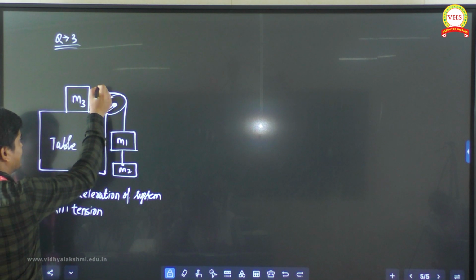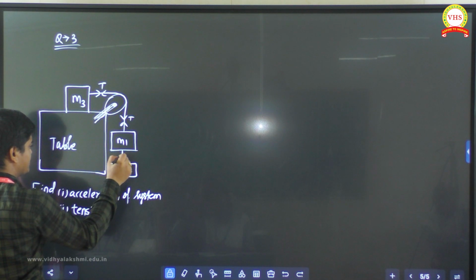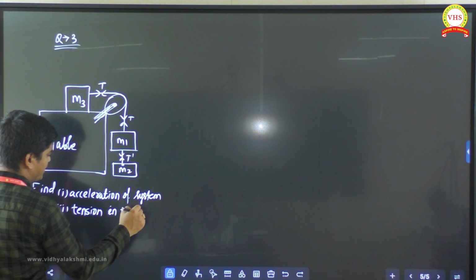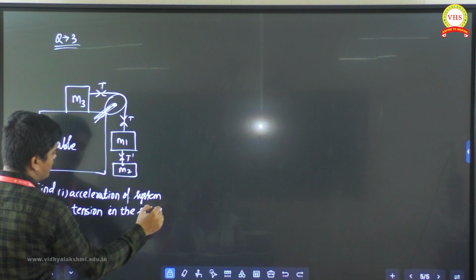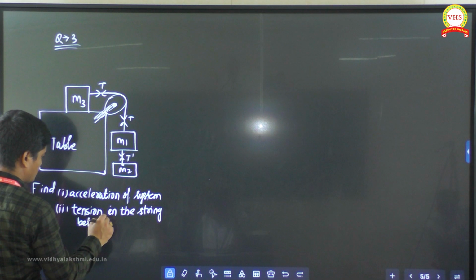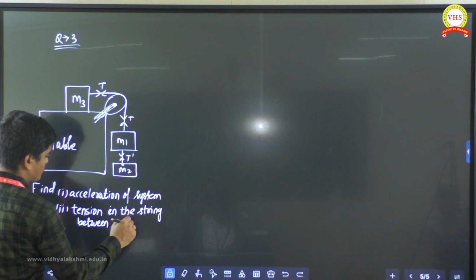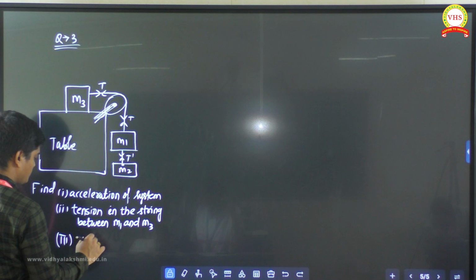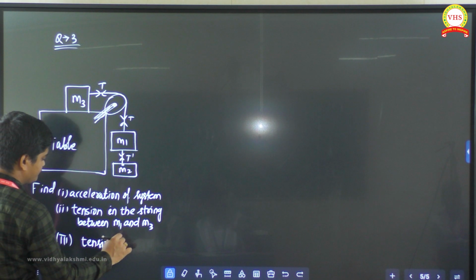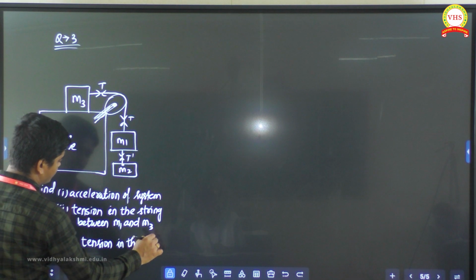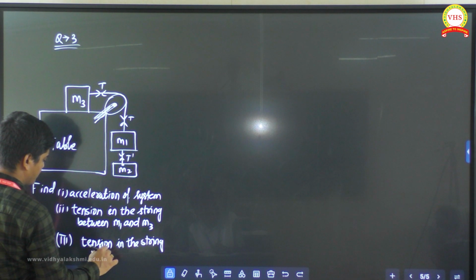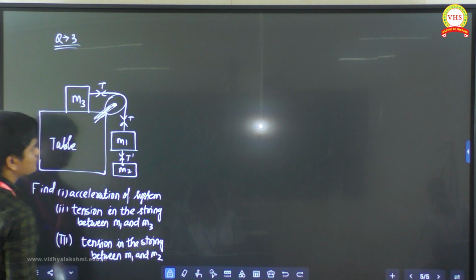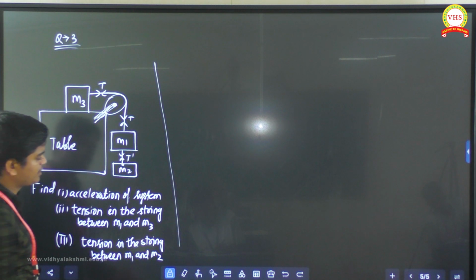First string tension, let's take T, and another is T prime. So the tension in the string between M1 and M3, and another, take the tension in the string between M1 and M2. So these things you have to find.